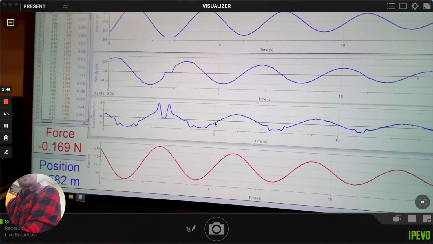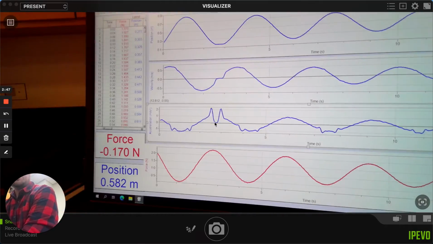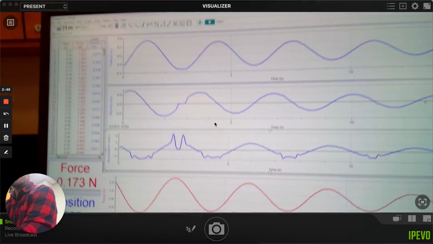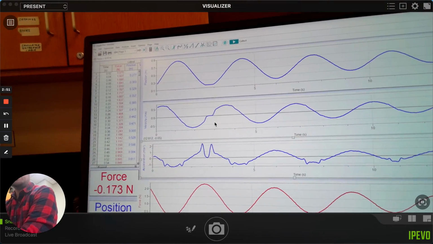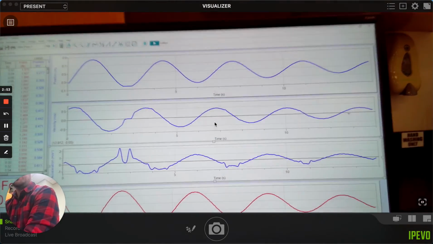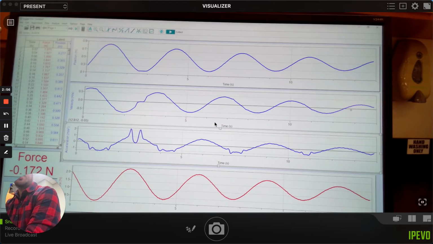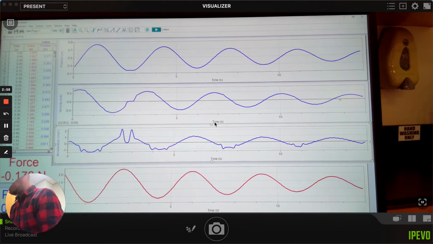I realize the silliness of having you look at a computer screen that's not shared, but I didn't have LoggerPro on my personal computer, so that's what you're looking at. And I'm having trouble orienting myself in reality. Hey, there we go. All right, sorry for the rough ride.